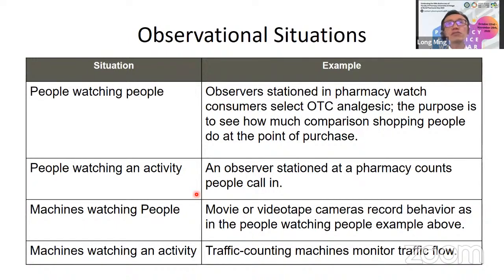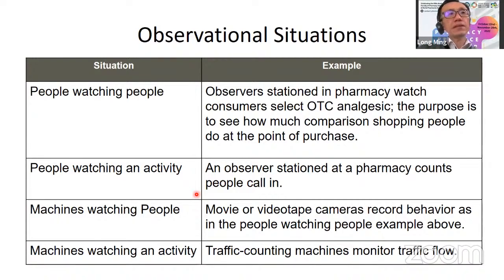So these are the 4 situations that you have mentioned just now, and I've just highlighted a few examples. The first one, human observing human. The observer, let's say, you would not know, there will be just random people inside the store, but they are observing the activities inside the pharmacy. For example, they want to see how a customer chooses different types of OTC analgesic, which formulation, which packaging, or which brand.